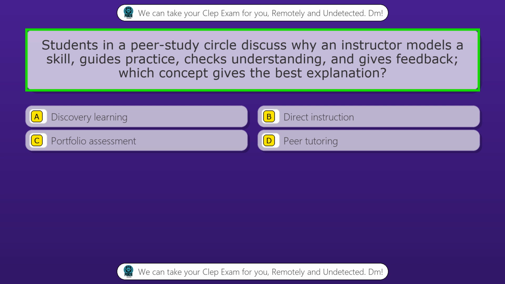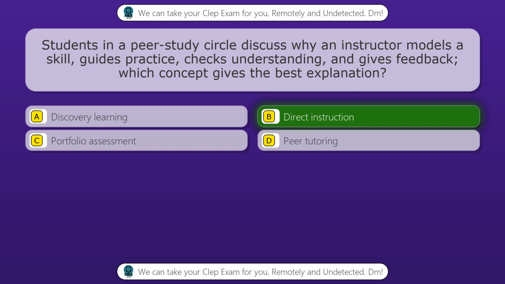Question 48. Students in a peer study circle discuss why an instructor models a skill, guides practice, checks understanding, and gives feedback. Which concept gives the best explanation? Option A, discovery learning. Option B, direct instruction. Option C, portfolio assessment. Option D, peer tutoring. The correct answer is option B, direct instruction.